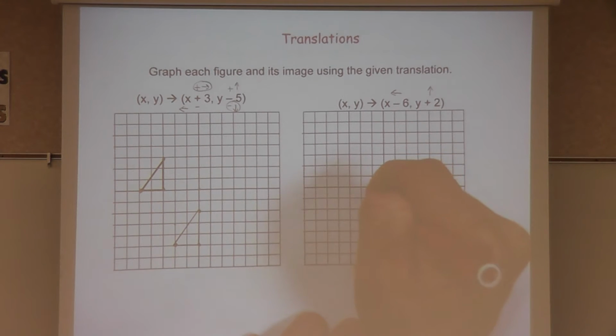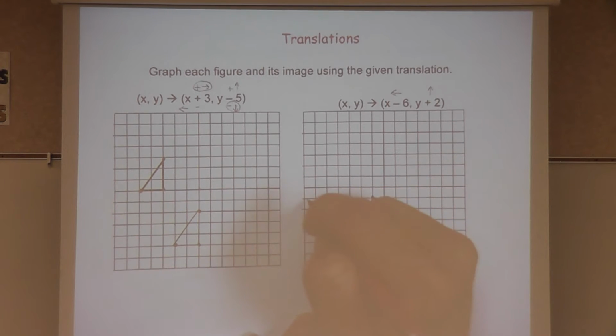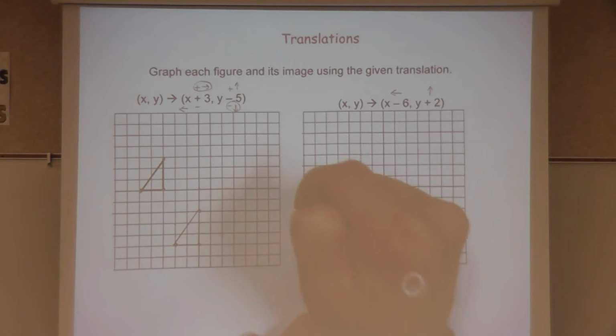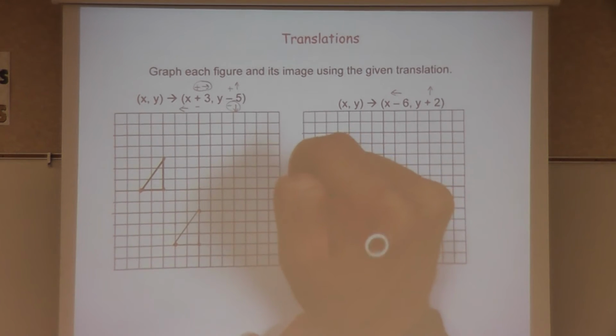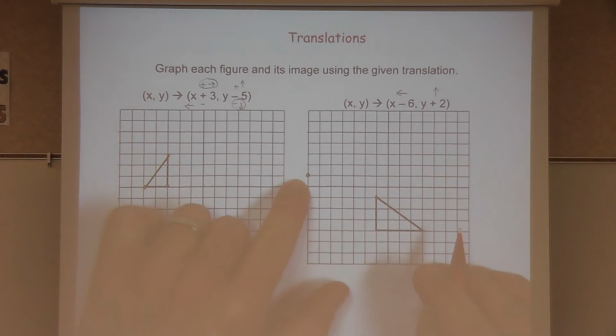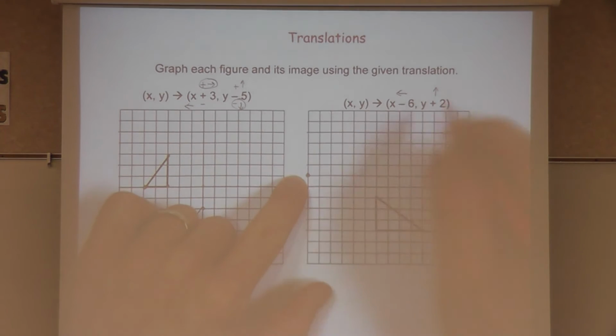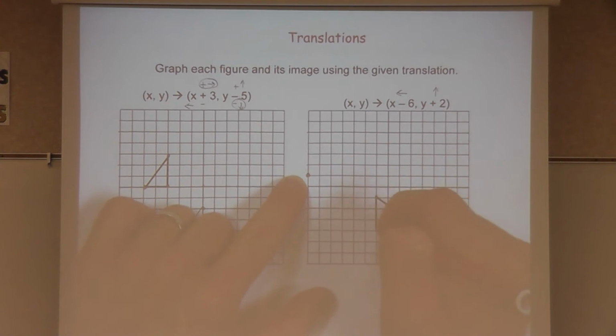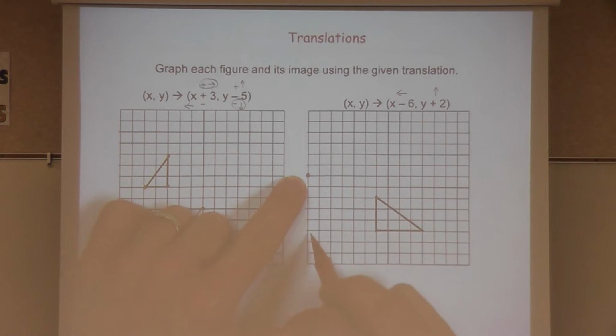So I'll take one of my vertices, I'll move it 6 to the left, and then I'll move it up 2. So this point becomes this point here. This pre-image becomes this image there. To find the other coordinates, I could do the same thing. I could take this point and move it 6 to the left and up 2.